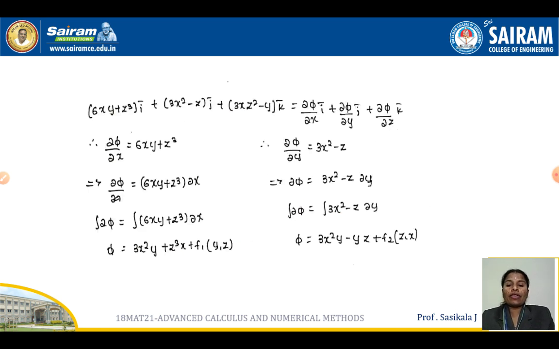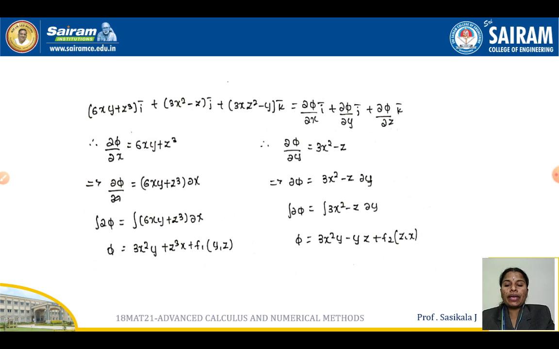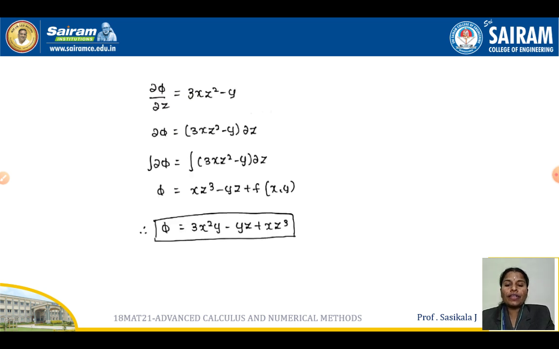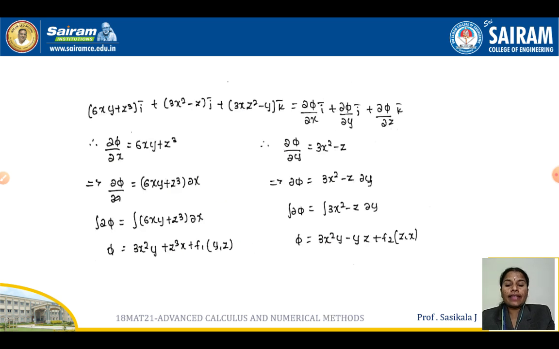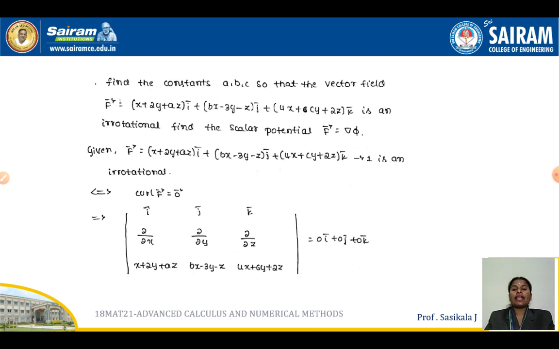Okay, now combine all the three. First one, 3x squared y is common in the other term. The second one has it, the third one we don't have, so only for the first two you write 3x squared y. And the second term I have z cubed x, which the third one also has, so you write it once. The next one I have is minus yz. So this is your complete solution: 3x squared y minus yz plus z cubed x.